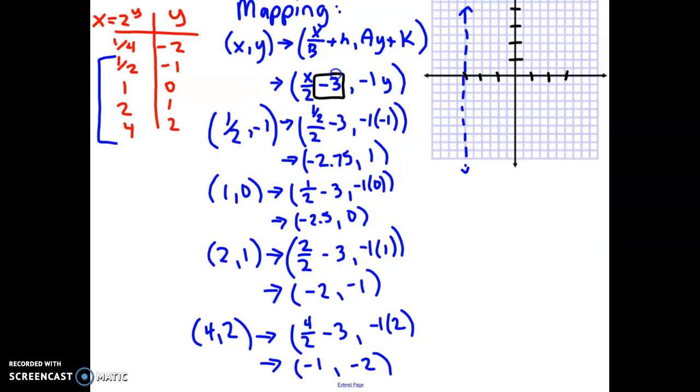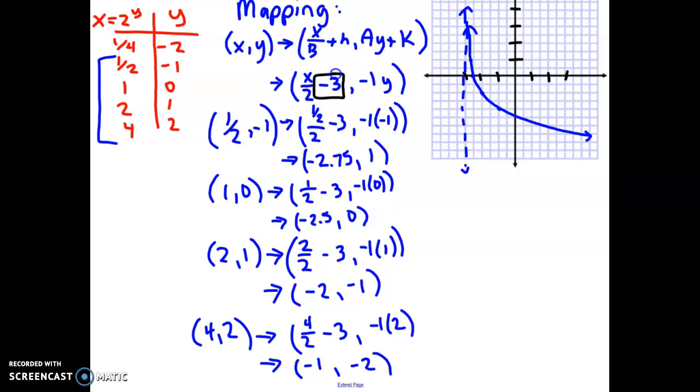So my first point was -2.75 and 1. Then I have a point at -2.5 and 0. And then I have a point at -2 and -1. And a point at -1 and -2. So you can see that your graph is kind of curving down this way.